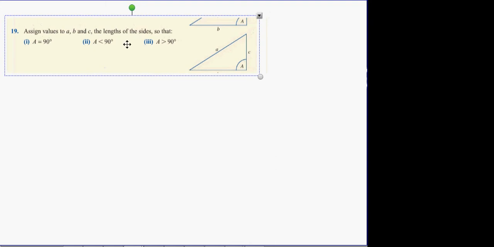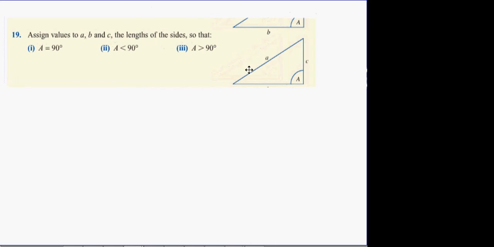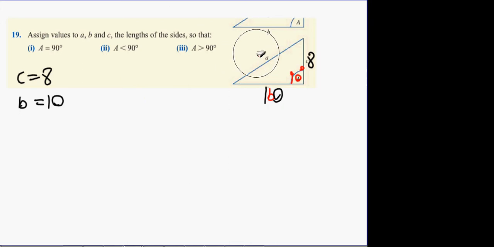Okay guys, next one. Assign values A, B and C to the lengths of the sides so that A is 90 degrees, okay? If I want this to be 90 degrees, it has to obey Pythagoras' theorem. I'll make up two numbers at random, where I won't think much about them. I'll say C equals 8, B equals 10. Now I can't just make up a value for A. I'm going to make a mistake for you right now, and I want you to see if you can spot the mistake.